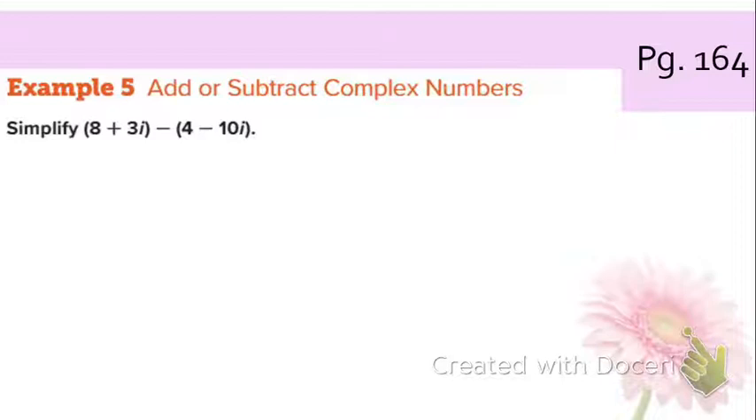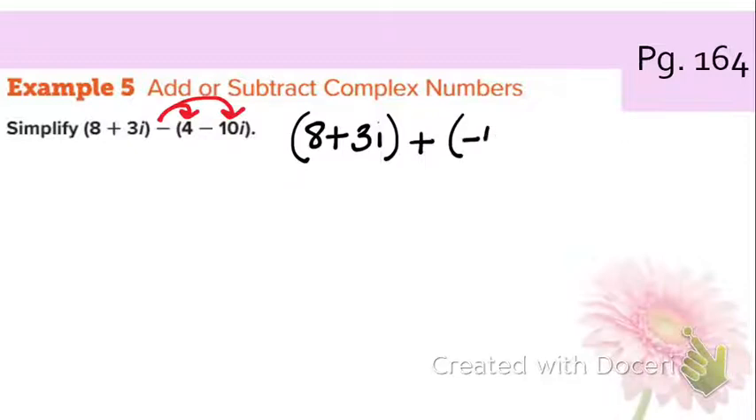Because it's subtraction, the first thing you want to do is eliminate the negative. That's how I do it. So I like to distribute that negative, which is going to give me 8 plus 3i. And then I'm going to write that as a plus sign, and then that becomes a -4 plus 10i. Go ahead and combine your like terms to get your final answer.